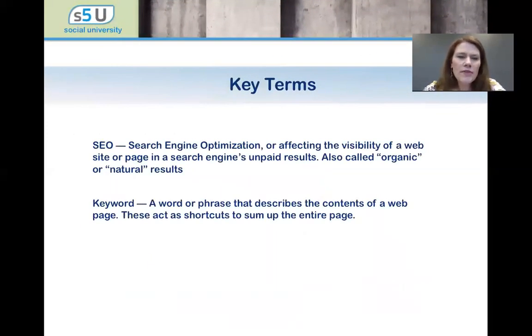So let's talk about a couple of key terms really quick. First one's SEO. We throw that around a lot as an acronym, but we don't usually say what exactly it means. It's short for search engine optimization, or affecting the visibility of a website or a web page in a search engine's unpaid results. That unpaid part is really key here. It's also sometimes called organic or natural results. So SEO is the things that you're doing on your page that aren't paid advertising.